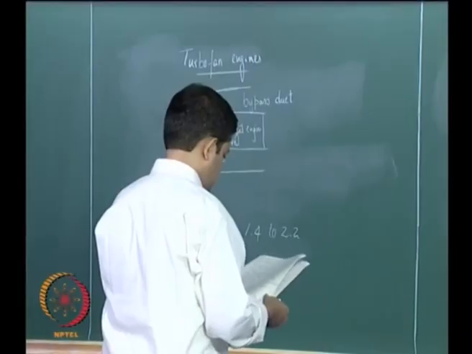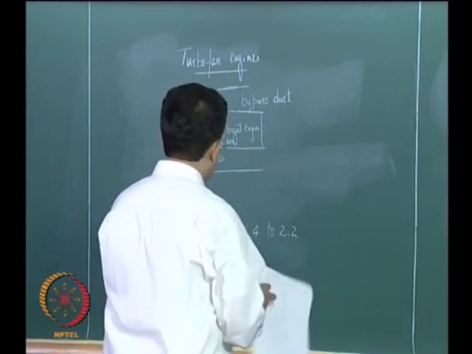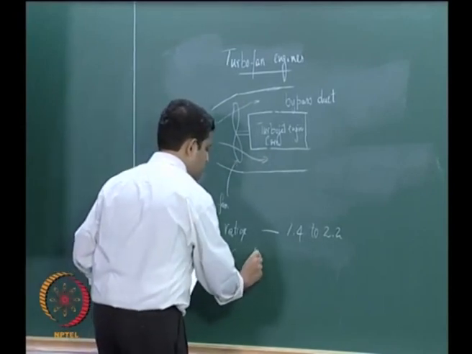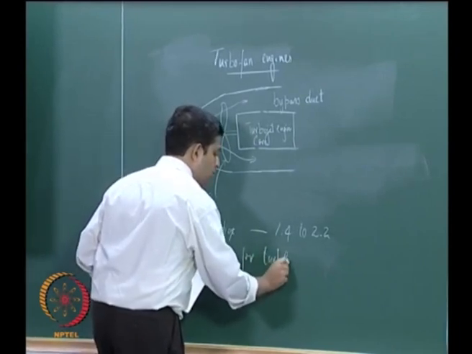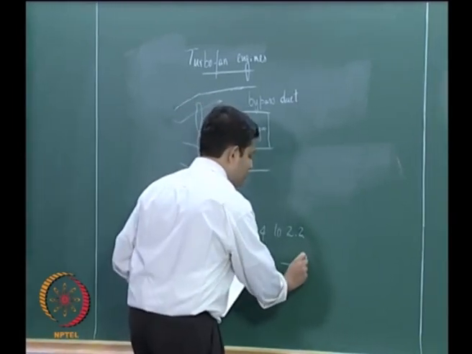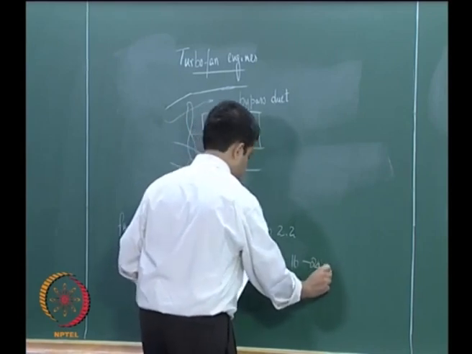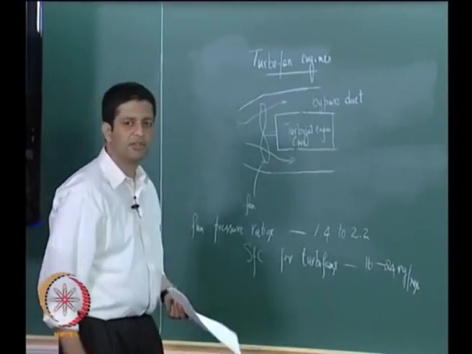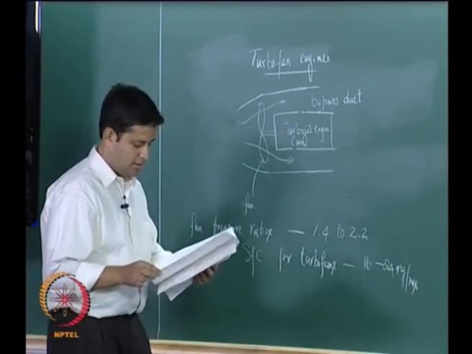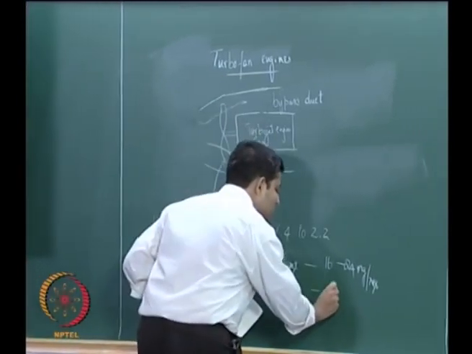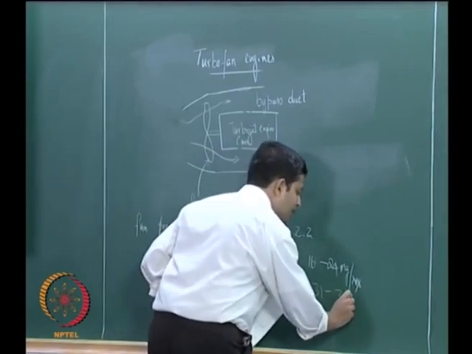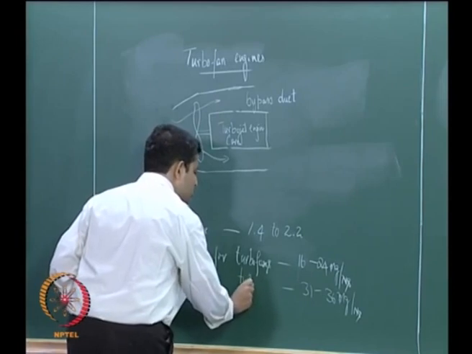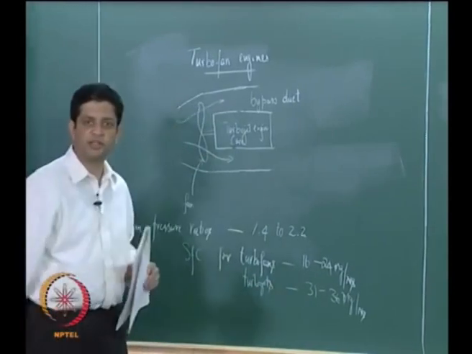turbofans are typically between 16 to 24 milligrams per newton second, whereas it was around 31 to 36 for turbojets. So there is a difference in SFC, it is almost half the SFC that you get with turbojets, and therefore it is quite obvious that you see these in civilian aircrafts more. And the other advantage that I talked about for its use in military aircraft is that you can get a higher afterburner thrust, okay.